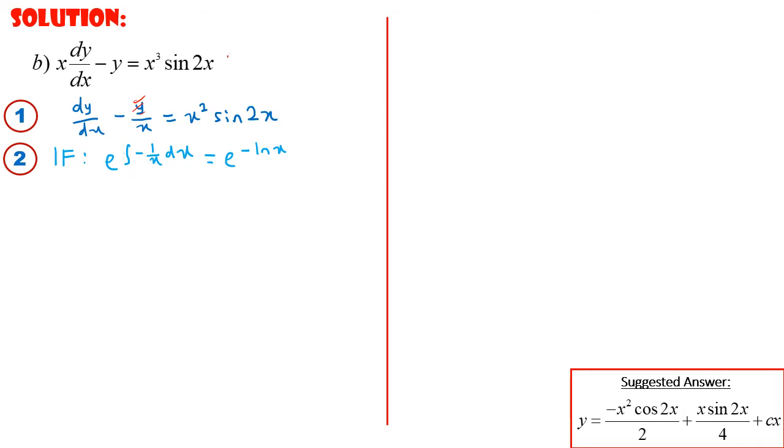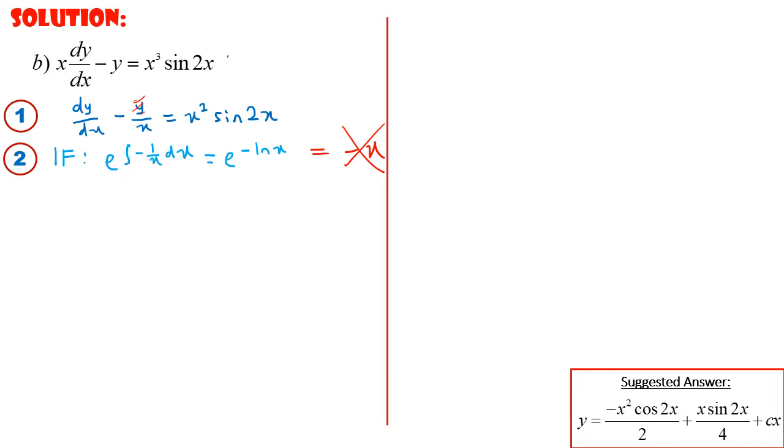Remember, we can simplify e and ln, right? So what will we have? What will be the answer? I think some students will write negative x. Okay, actually this is the wrong answer.